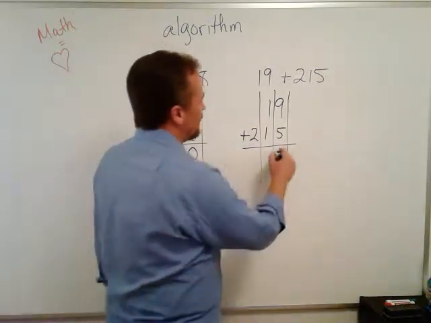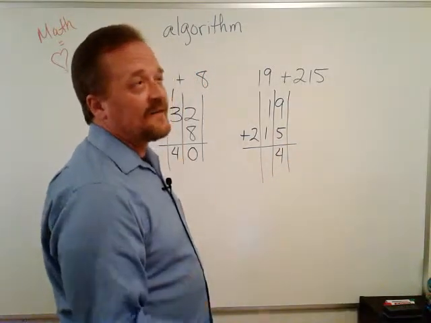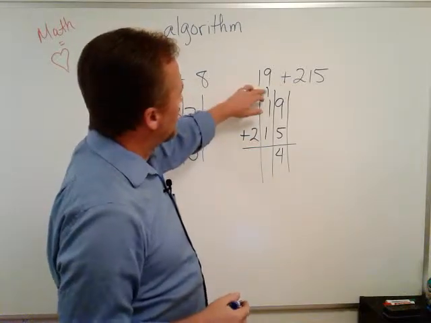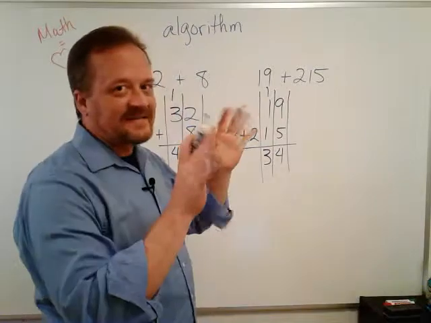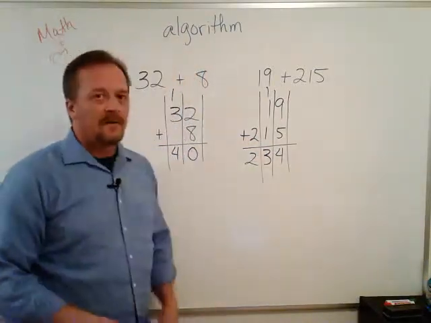9 plus 5 is 14. 4 is in the ones place of that number, so I need to give the 1 to the tens place. So I'll put it on top there. So 1 plus 1 plus 1 is 3. And then 2 is all by itself in the hundreds column, so we just bring it down here. Okay? Are we good with that?